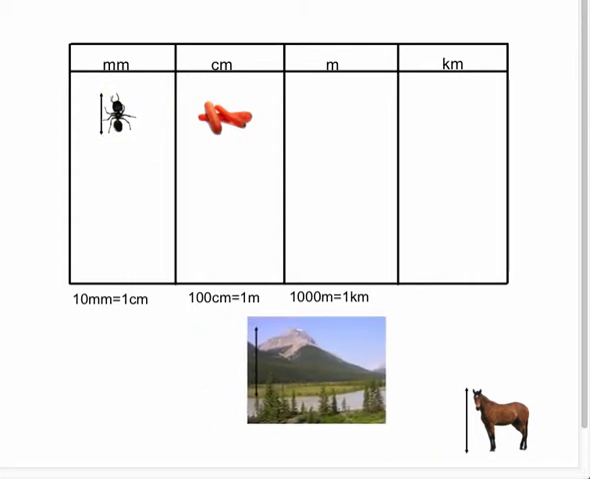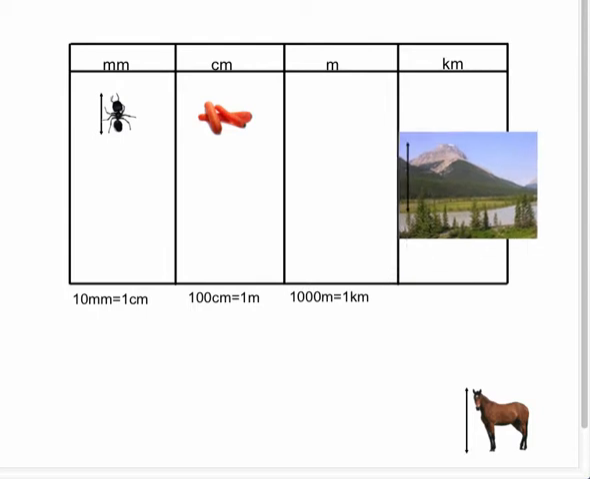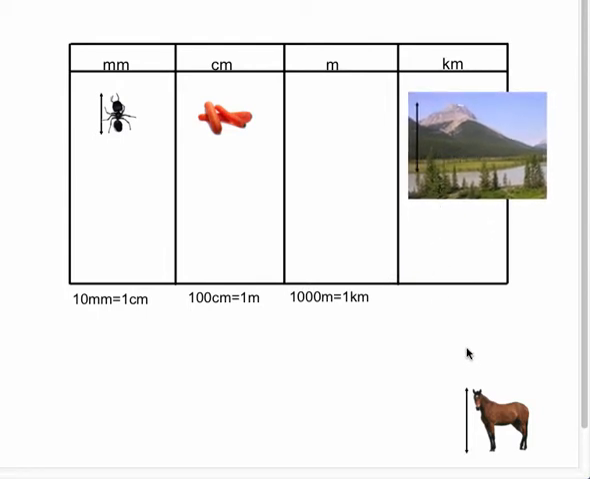Now we're going to go to our mountain range. Mountains, very, very tall. If we start at the ground down here and look how tall that mountain is, definitely this would be larger than a countertop. So we're going to put this over here in kilometers. And finally, we look at our horse. This would make most sense to measure with meters.